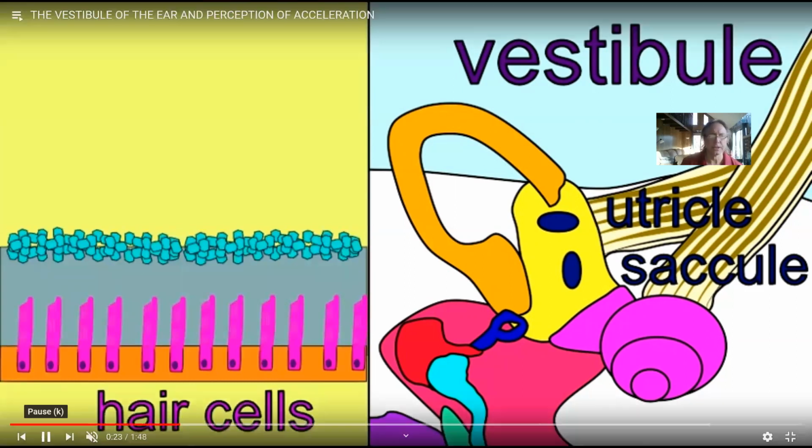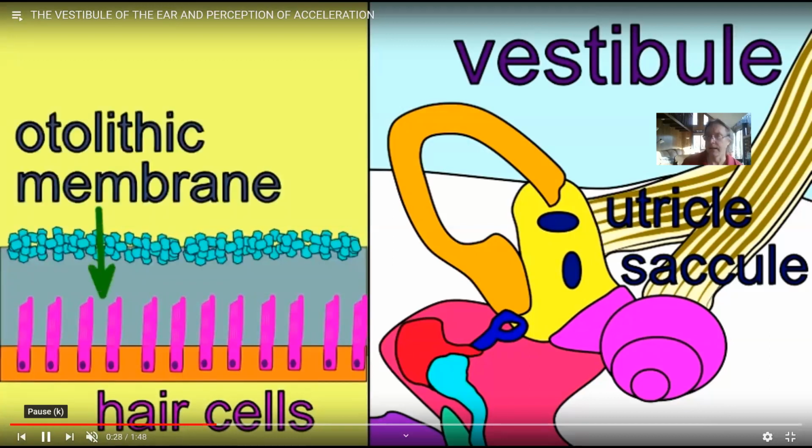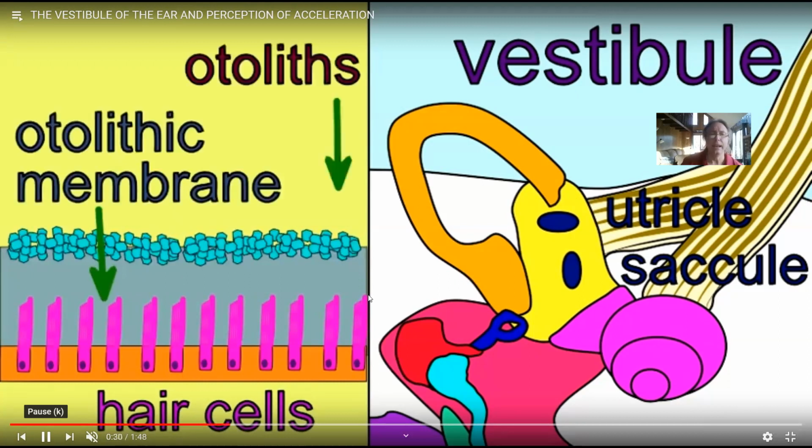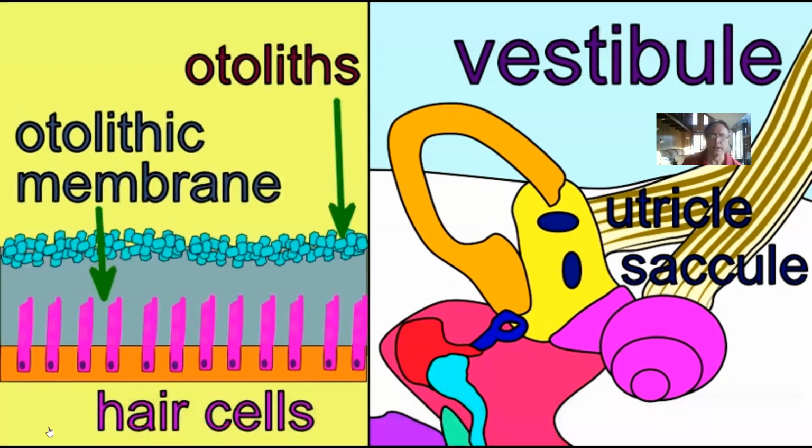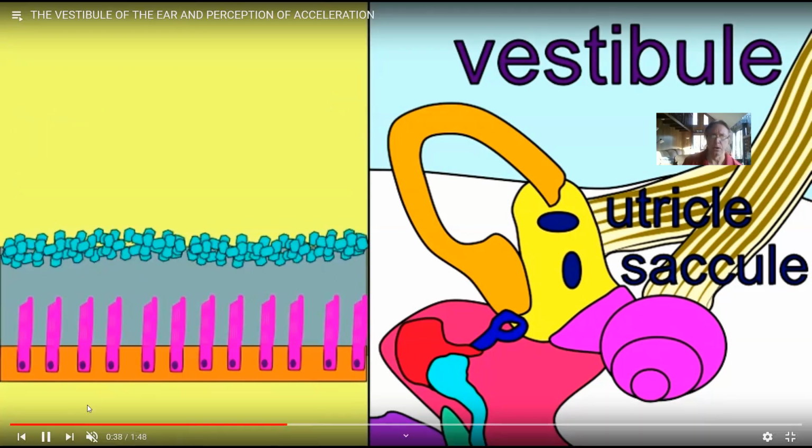Okay, so the hair cells are here, and they're kind of in a gelatinous membrane here, known as the otolithic membrane. Think of it as being, say, kind of like a jello. And then there are little pieces of calcium carbonate. Calcium carbonate is what makes up seashells. Little pieces of calcium carbonate called otoliths, which sit on the otolithic membrane in which the hair cells are embedded.